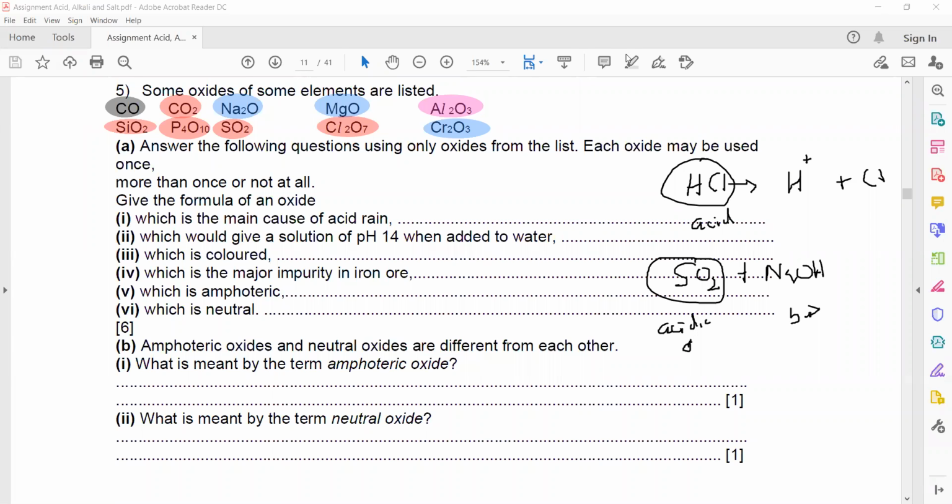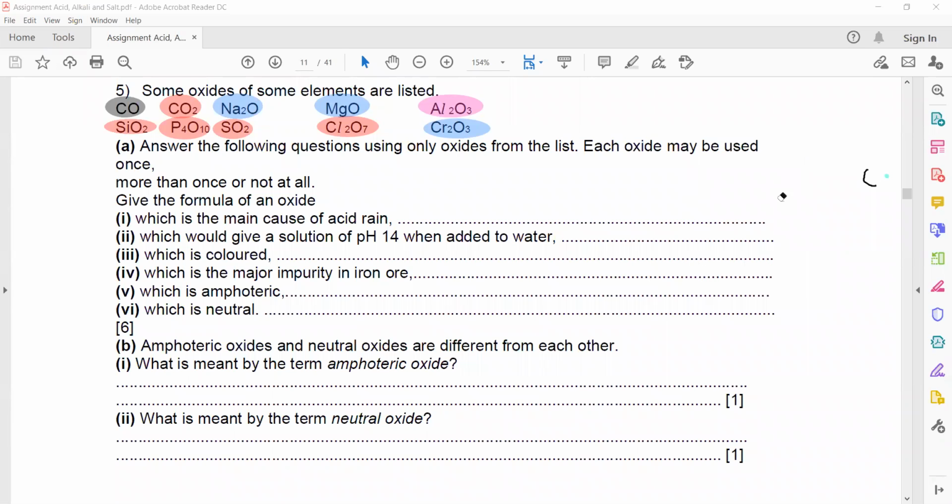So an oxide can be acidic, neutral, amphoteric or basic. Now the main question. This one is related to the next chapter, so I will not discuss it.